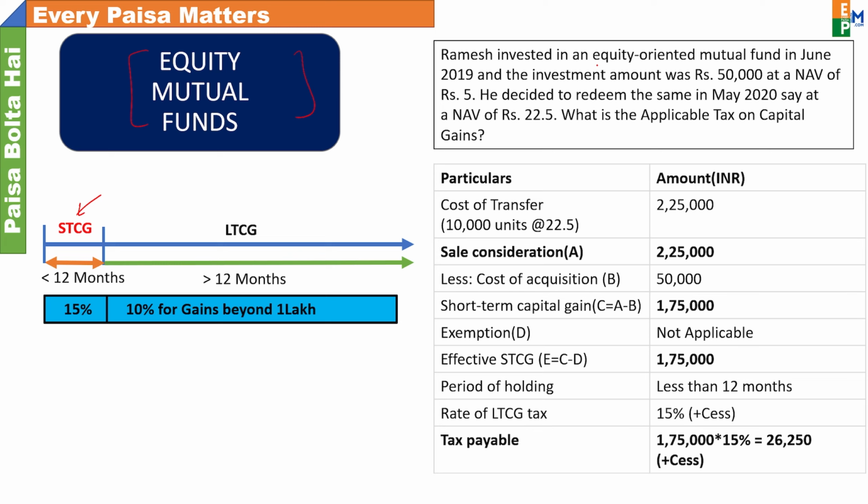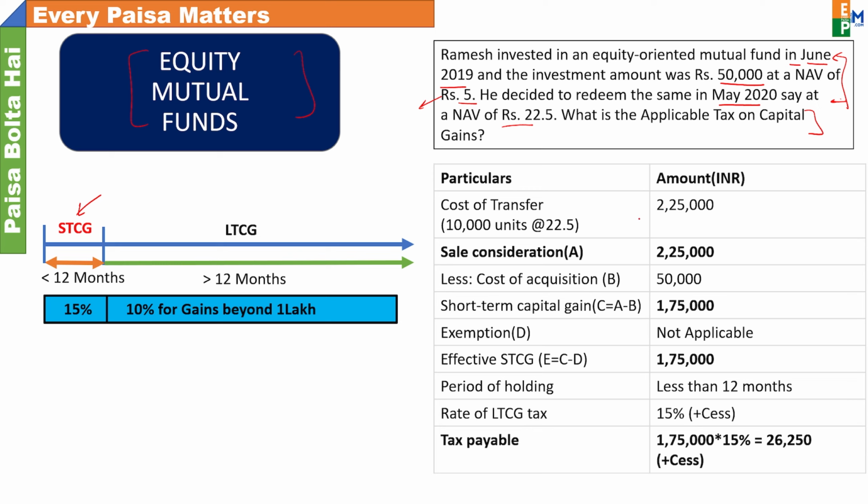So Ramesh invested in an equity-oriented fund in June 2019, and he made an investment of 50,000 rupees at an NAV of 5 rupees. That means he bought around 10,000 units at 5 rupees each, and he decided to redeem the same in May 2020 at an NAV of 22.5. So we can see that he had these units in his possession for less than a year, and we need to calculate what will be the applicable tax on capital gains.